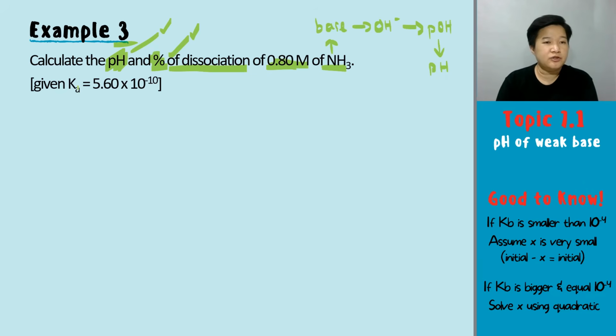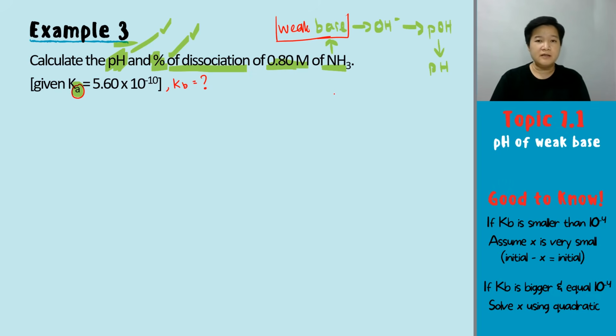And the question gives you the Ka. Can you see the trick over here? Knowing that this is a base, or in more detail, a weak base, ammonia is a weak base, and then the question gives you the Ka. So what we need to do is definitely to find the Kb. It's a base, so we definitely need to use the Kb. We cannot use the Ka.